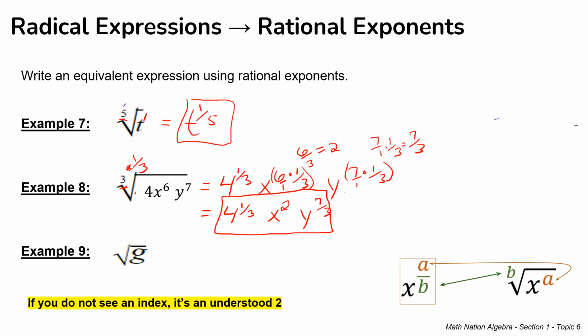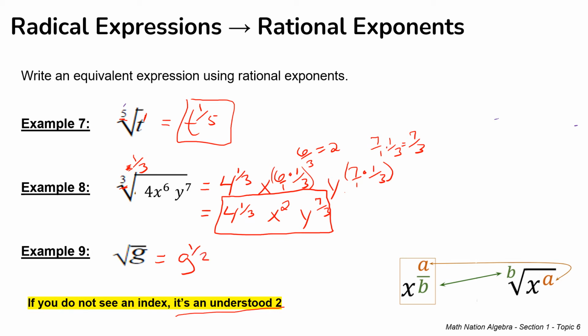All right, looking at this last one right here, I have the square root of g. If you don't see a number in front of your radical, it is an understood 2, meaning that you're raising it to the 1/2 power. So I simply rewrite this as g to the 1/2.